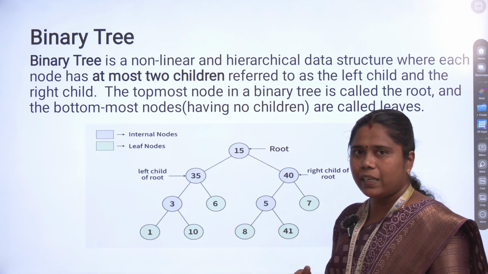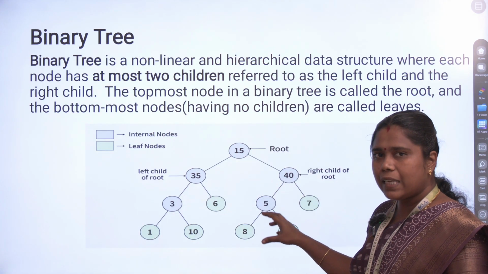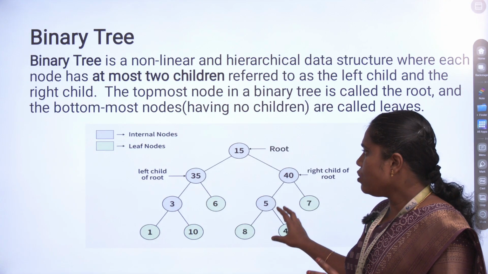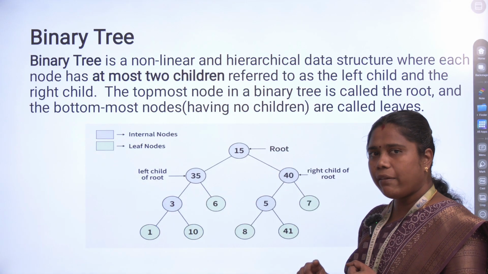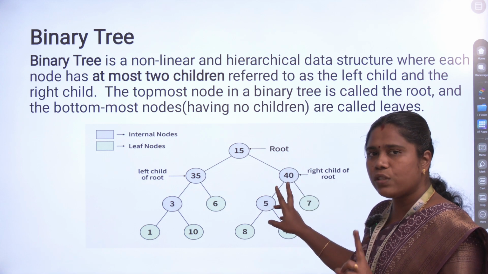The next is a binary tree. The binary tree is one type of tree. It is again a non-linear data structure. Here the condition is that each node consists of at most 2 children. At most 2 children means you can have 0 children, or 1 child, or 2 children. So at most 2 children will be there.